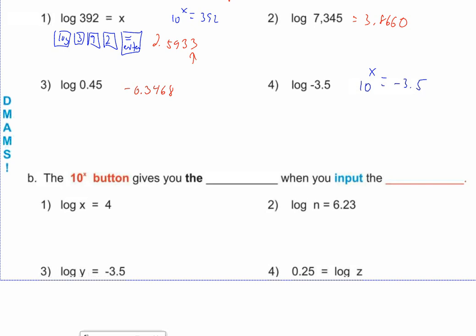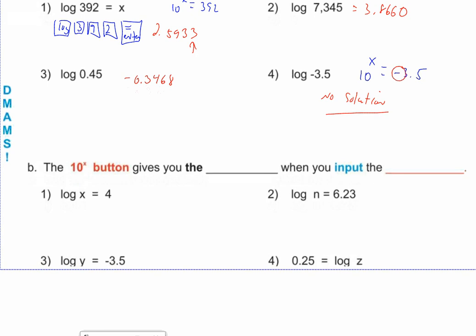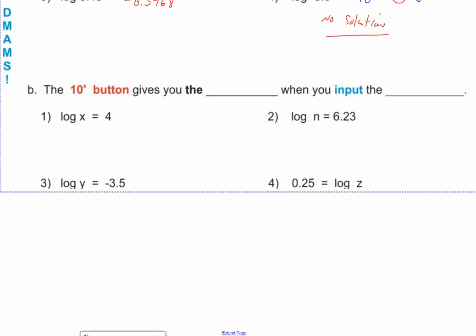Zero. You can't get to negative, and this is the issue. You can't have a positive base raised to an exponent and come up with a negative output. It's impossible. So this is no solution. It doesn't exist. And your calculator told you that when it said syntax error and all that other stuff. Okay, so that's what your calculator was telling you, though you may not have known it at the time. All right, going the other way is your 10 to the x button. The 10 to the x button gives you the number, sometimes I say the result, when you instead input the exponent.